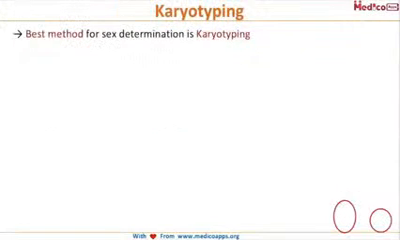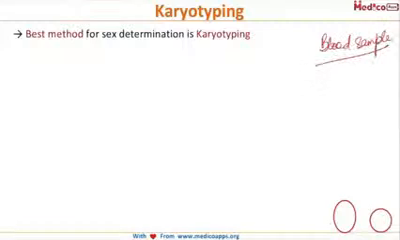Now, a few words about karyotyping. What is karyotyping? The process by which you get the entire chromosomal picture of any individual is called karyotyping. And where do we do it from? We can do it from a blood sample. Now, if you have to do karyotyping for the unborn fetus, where do you do it from? You can do it from amniotic cells, or from the chorionic villus sample.